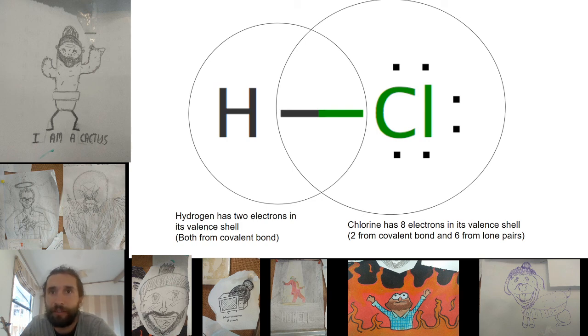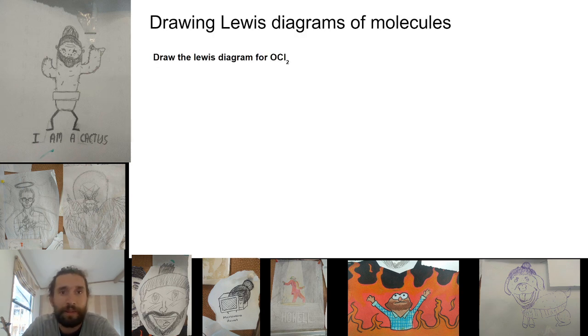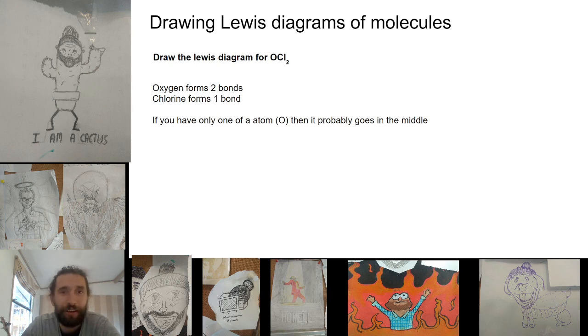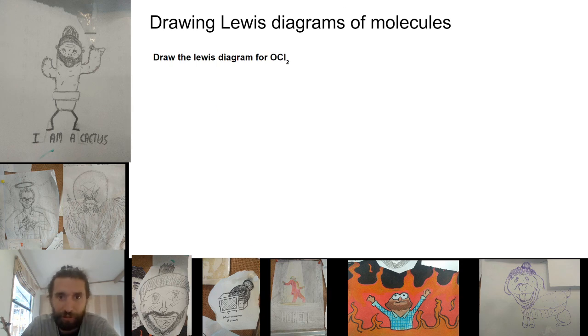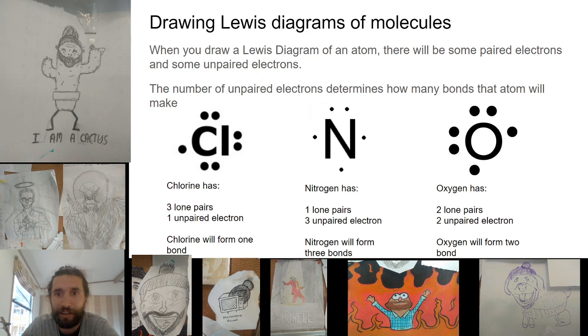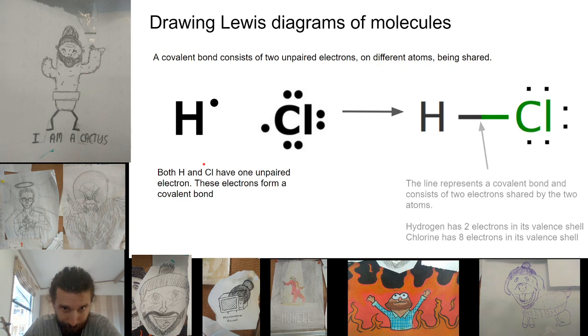There's something else to look at. I basically said it on the last page. Let's have a look at some examples of how you could draw one. If you drew the structure for oxygen, which we did before, it has 2 lone electrons, so it's going to form 2 bonds. While chlorine just has 1 unpaired electron, so it's just going to form 1 bond.